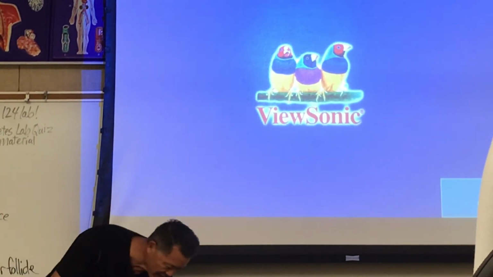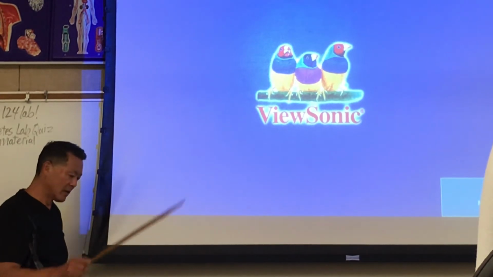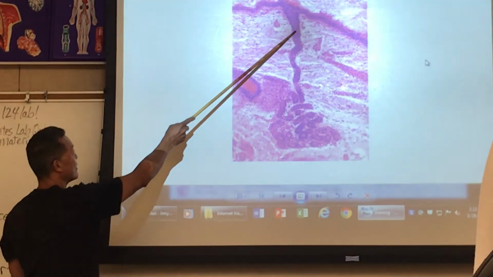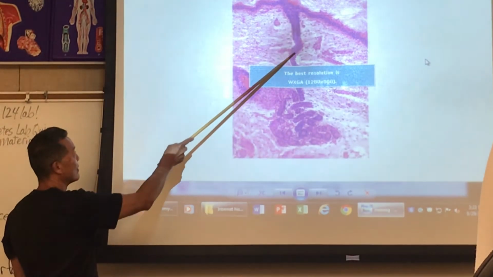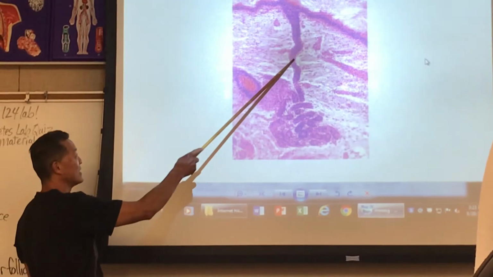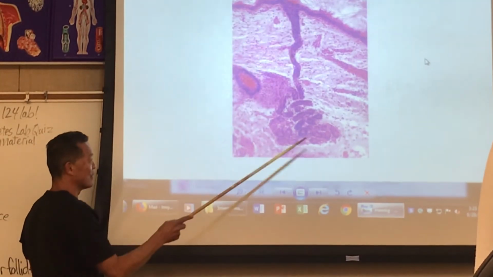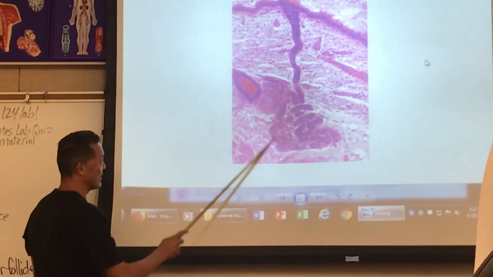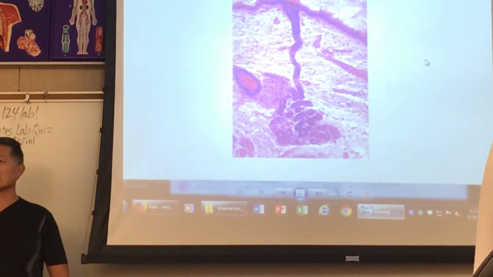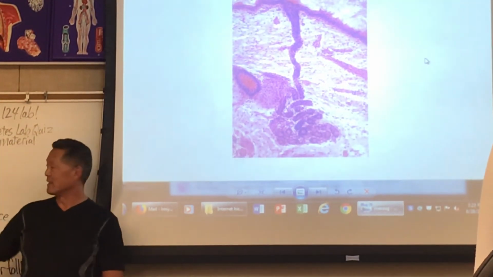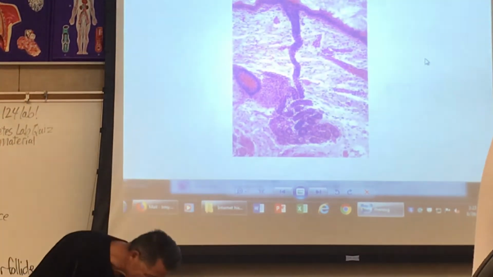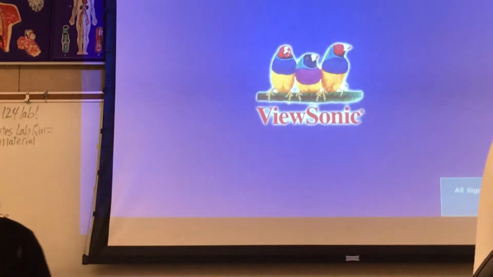This is kind of pixelated, but oh well. What is the name of the structure I'm pointing at? Sweat gland duct. It goes to the free surface. What is the name of the structure here? Sweat gland. Which kind of sweat gland is it? This is eccrine sweat gland. Tiny lumen, ducts emptying up to the free surface.